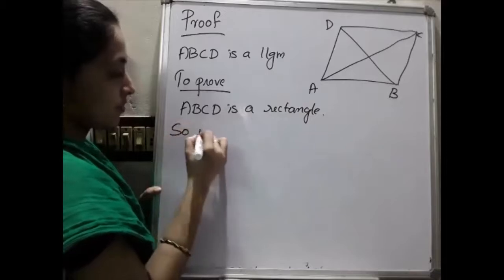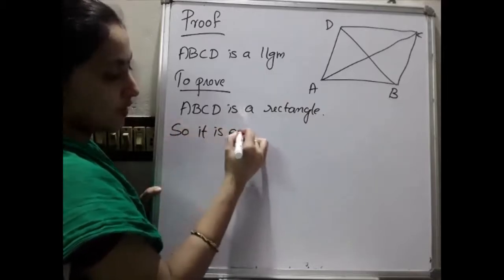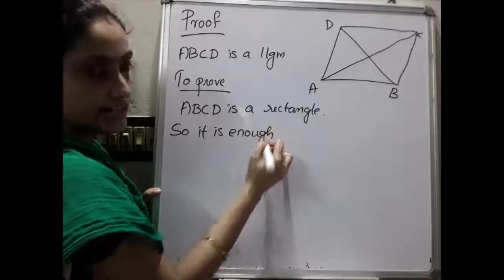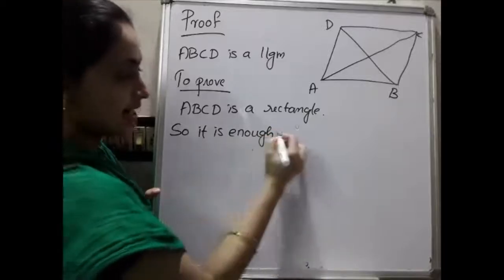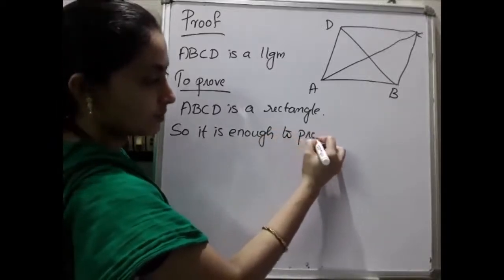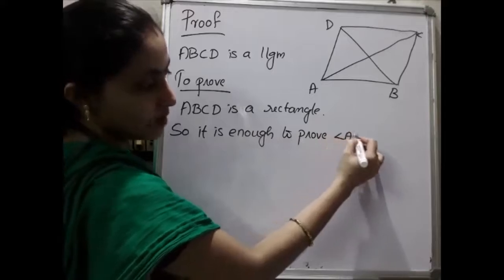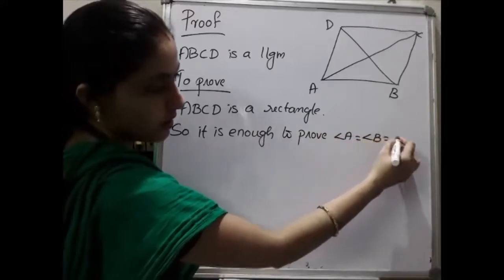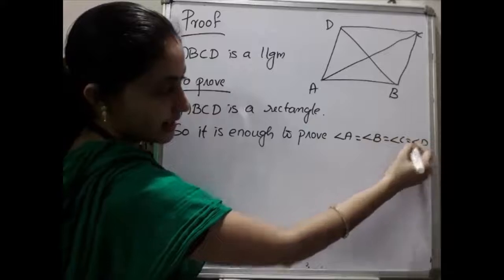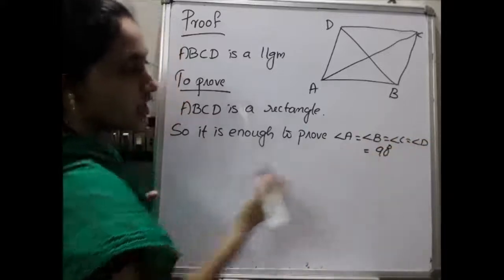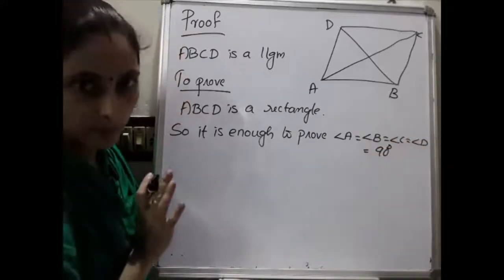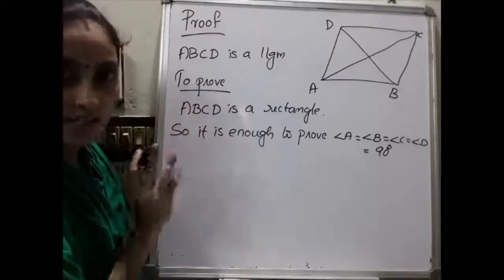So what do we have to prove? It is enough to prove, if it is a rectangle, one angle is 90 degrees. It is enough to prove angle A is equal to angle B is equal to angle C is equal to angle D is equal to 90 degrees. One angle should be equal to 90 degrees, that we have to prove. For that purpose, we have to consider two triangles.